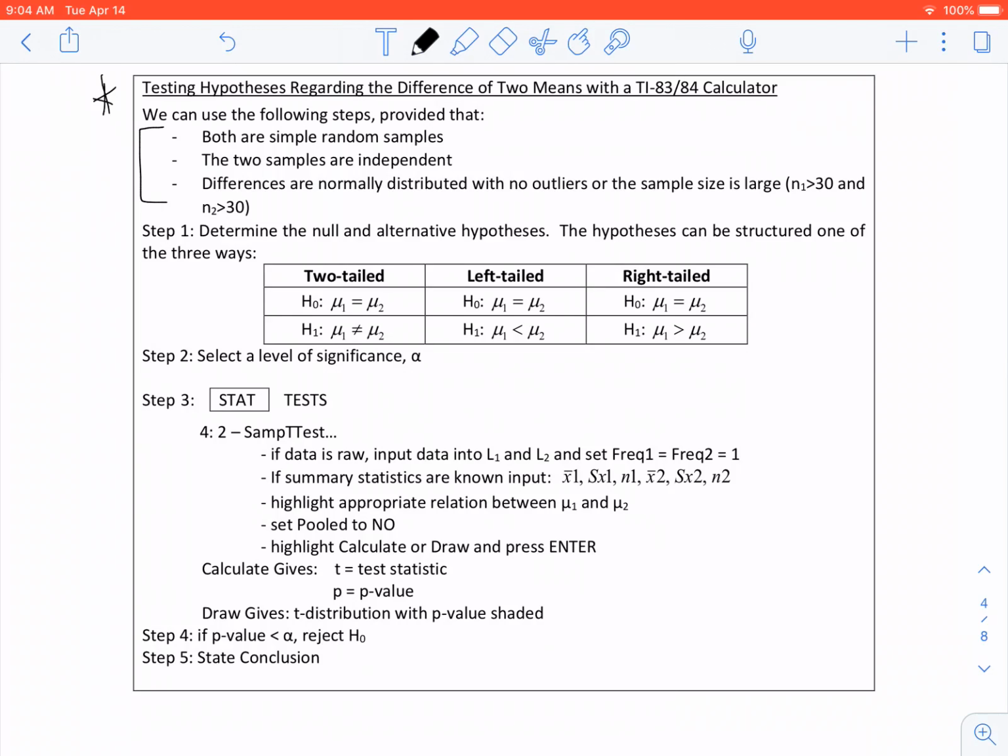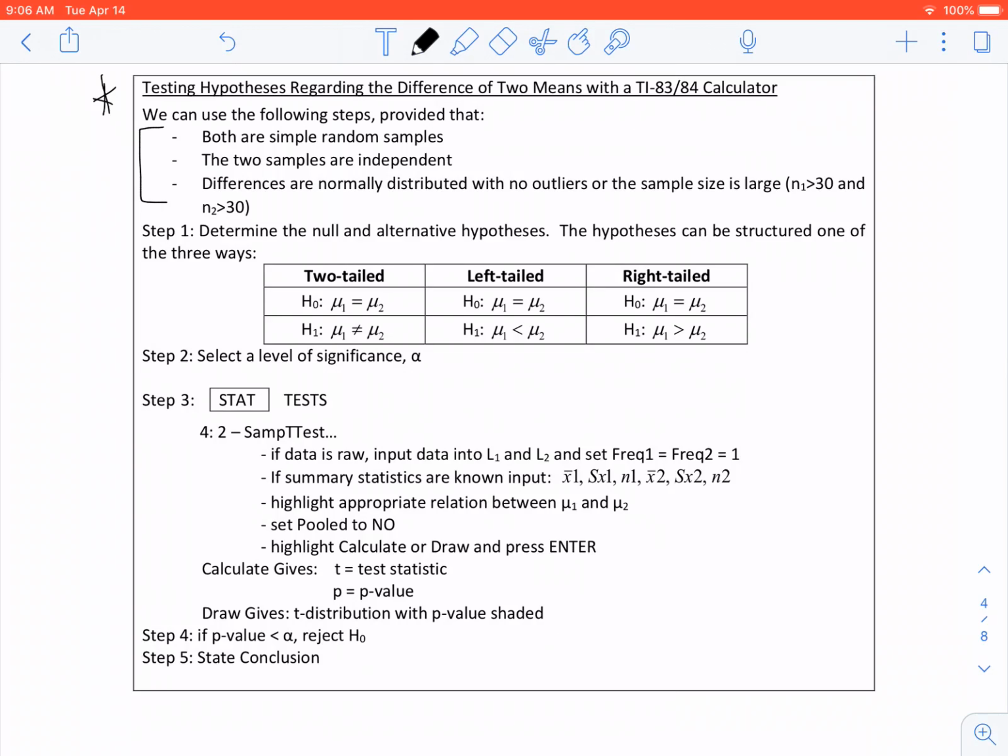Step 1 is determine the null and the alternative hypotheses. They can be structured one of three ways. The null is always going to be H0: mu1 equals mu2. H1 is going to be, depending on if it's a two-tailed, left-tailed, or right-tailed test. Step 2 is to determine the level of significance, and this is usually given to you for alpha.